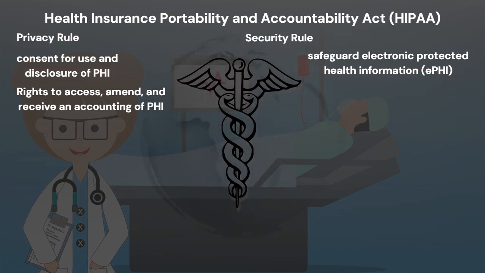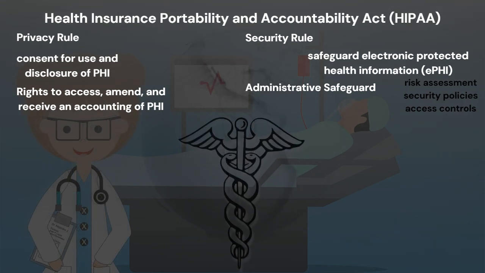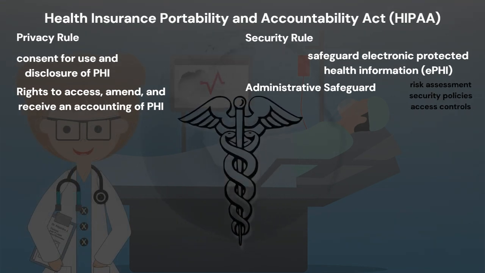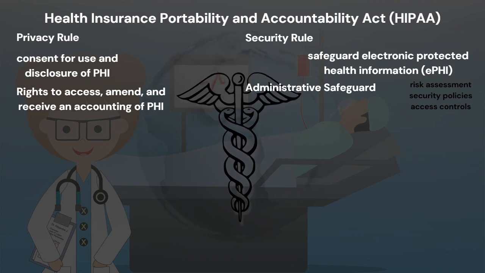These safeguards include administrative safeguards. These are policies and procedures that manage the selection, development, implementation, and maintenance of security measures to protect EPHI. Examples include conducting risk assessments, developing workforce security policies, and implementing access controls.